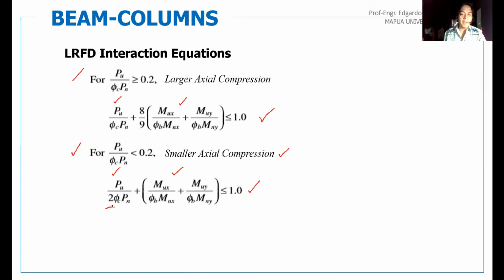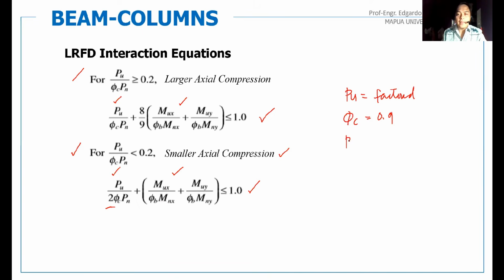So the equation becomes Pu over 2 phi Pn plus Mux over phi Mnx plus Muy over phi Mny. Okay, so again, Pu is the ultimate or the factored axial compressive force in the member. Okay, so this should be factored. Now, phi sub c is the resistance factor for compression, which is 0.9.